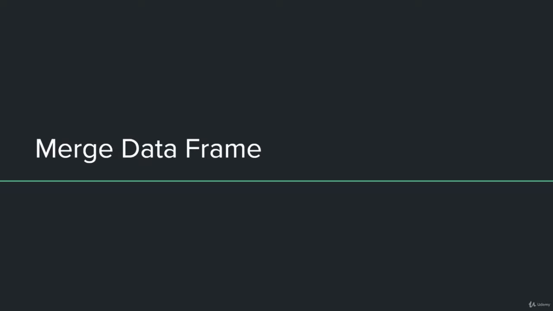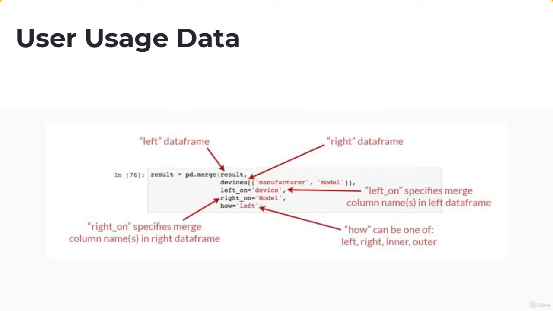Okay, so let's talk about another concept, in which we will discuss merging two different data frames into a final data frame. The merge operation in Pandas has this syntax, and this is how we write it down. The result is the left data frame and the devices is the right data frame. This is the format we write if we're merging two data frames.